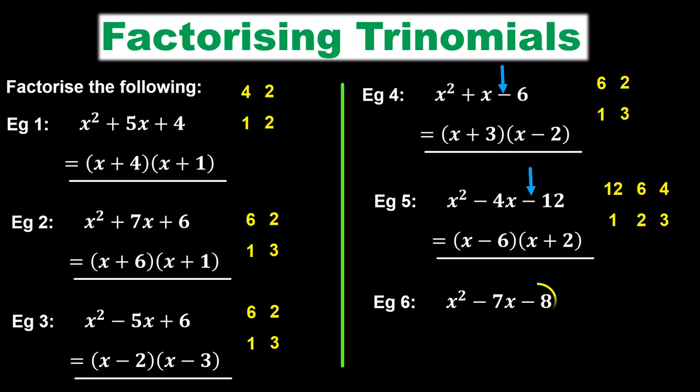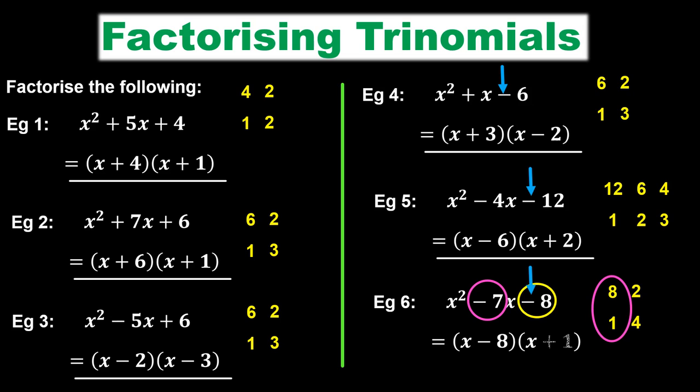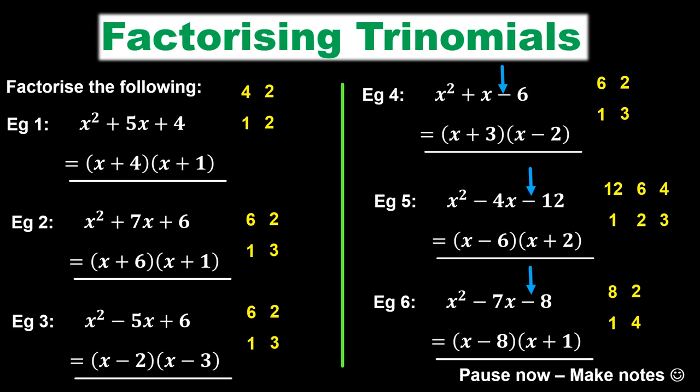x squared minus 7x minus 8. Again, I need a negative 8. All right, so I need my factors of 8, which will be 8 and 1 and 4 and 2. Now again, because of that negative, I'm going to subtract my numbers to end up with 7. So the numbers I should choose are 8 and 1. Now I want to end up with a negative 7, so the negative must go to the bigger number. And in this set, the bigger number is 8. So my brackets will be x minus 8 and x plus 1.